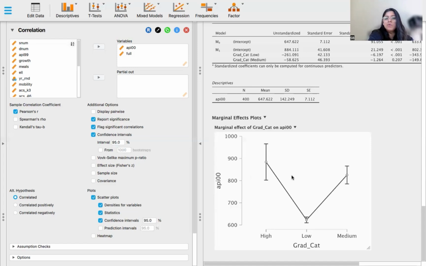So we can conclude that in question number one, we found a moderate, significant positive relationship between teacher credentials and student performance. In question number two, students from schools with fewer graduate-level teachers had significantly lower academic performance compared to those from schools with many more such teachers. This finding emphasizes the critical role of teacher qualification in shaping student success.